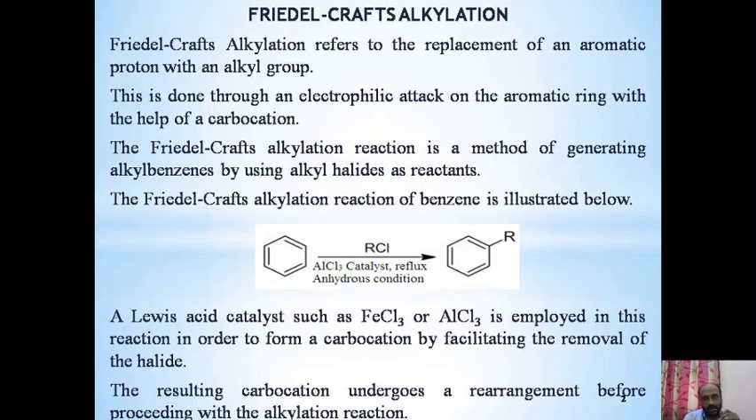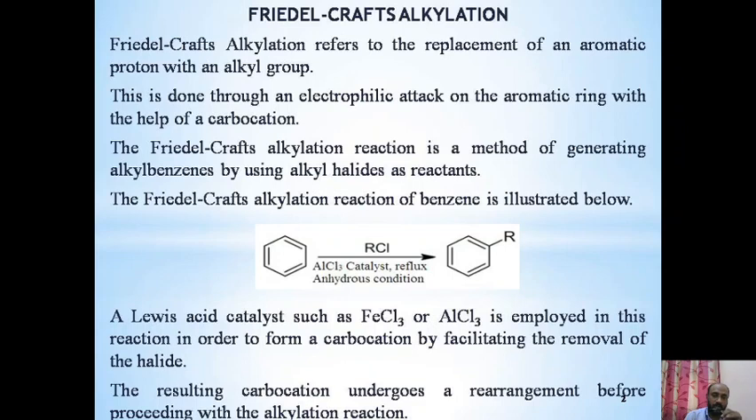So now you see this reaction. In that reaction, benzene reacts with an alkyl halide, that is RCl. Cl is one type of halide group, and R is the alkyl group. It may be CH3, C2H5, or you can increase the number of carbons to get a larger alkyl group.